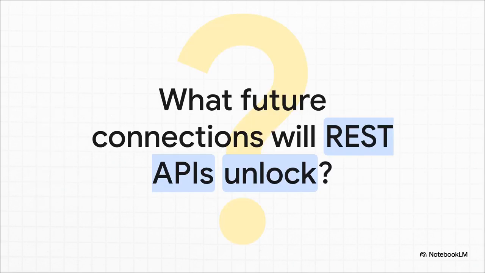When you think about it, everything from our smart homes to the latest AI models needs a way for different systems to talk to each other. REST is the language they're all learning to speak. So that kind of leaves us with a final question to chew on. As our world gets more and more connected, what amazing new things are going to be possible, all thanks to these simple, powerful rules of connection?